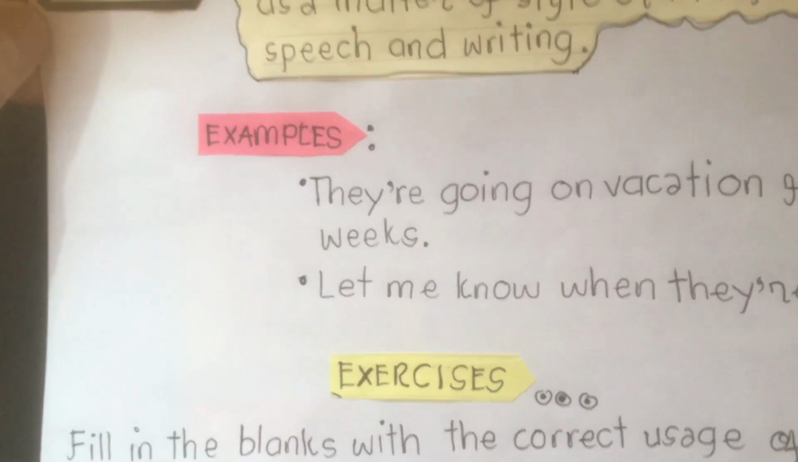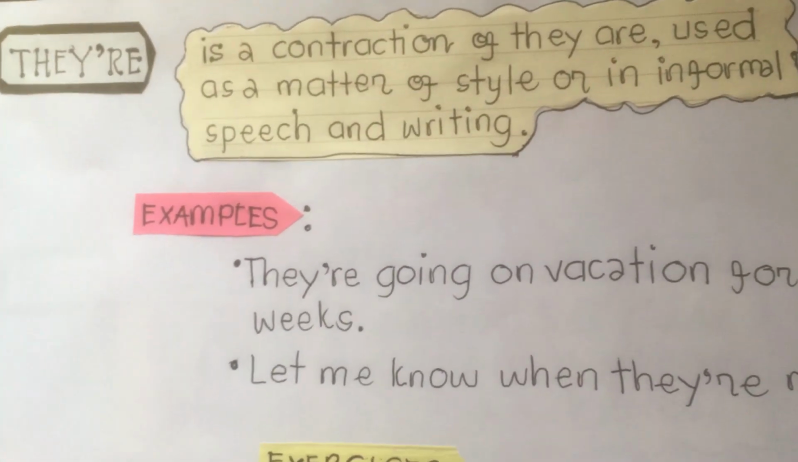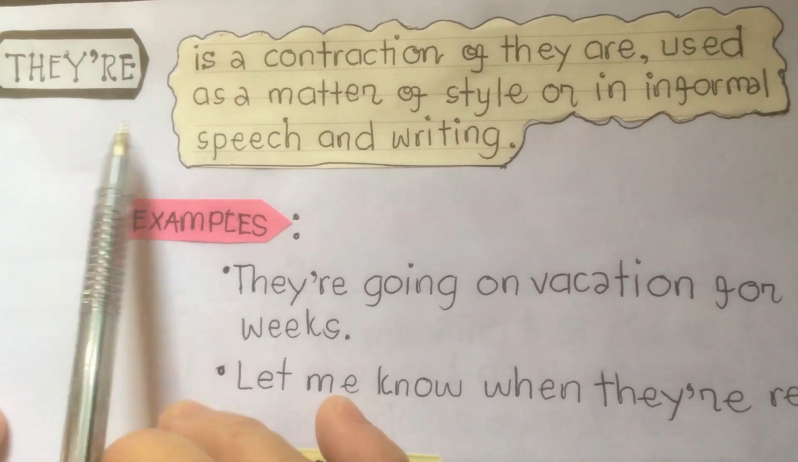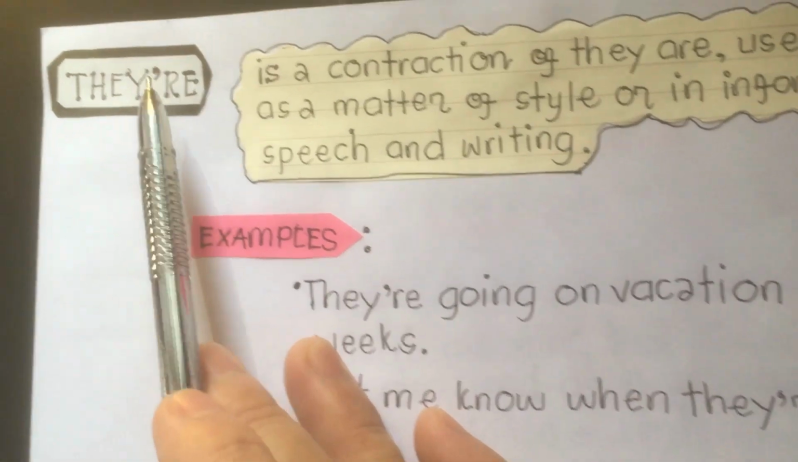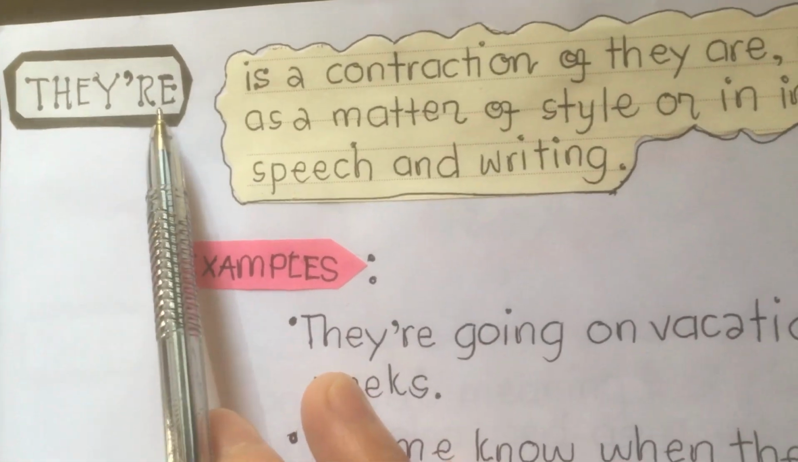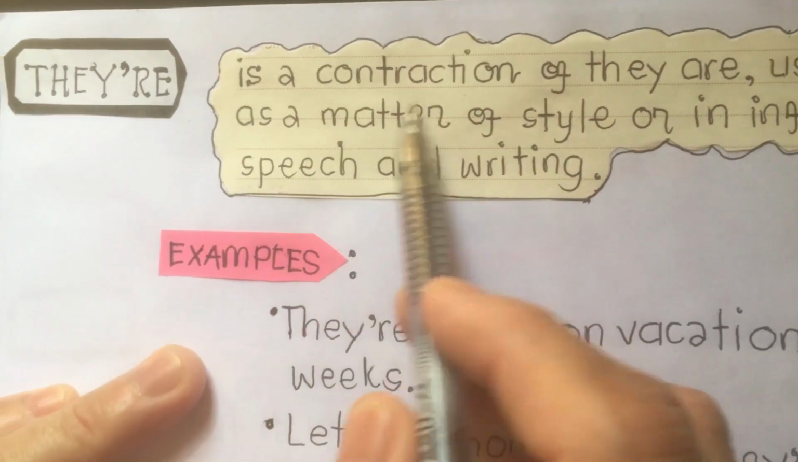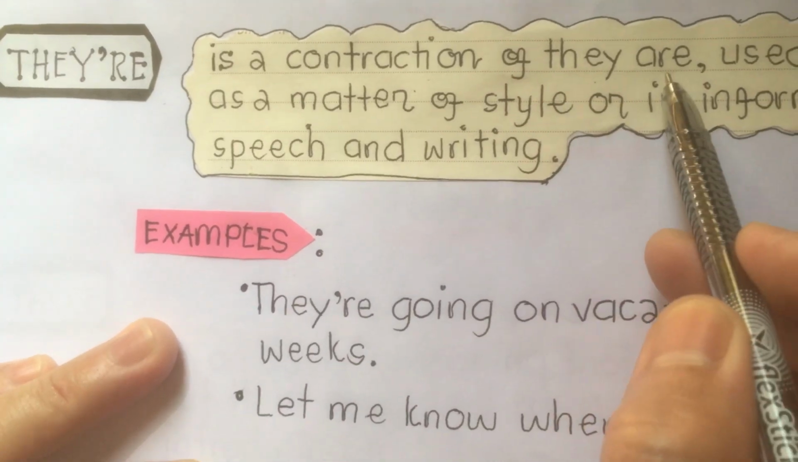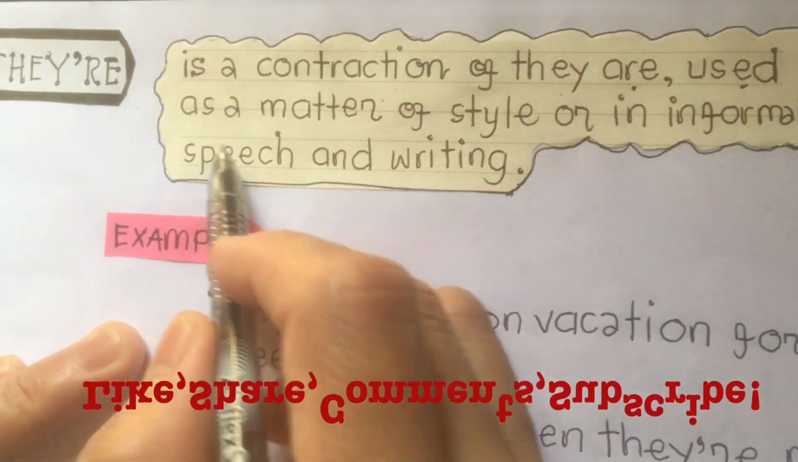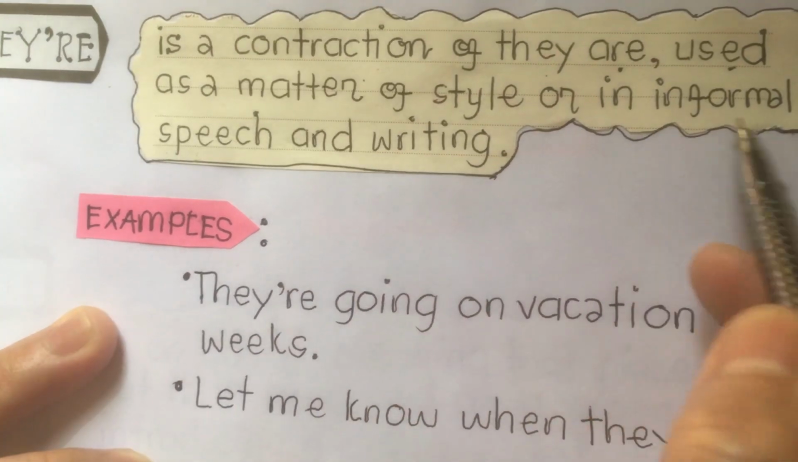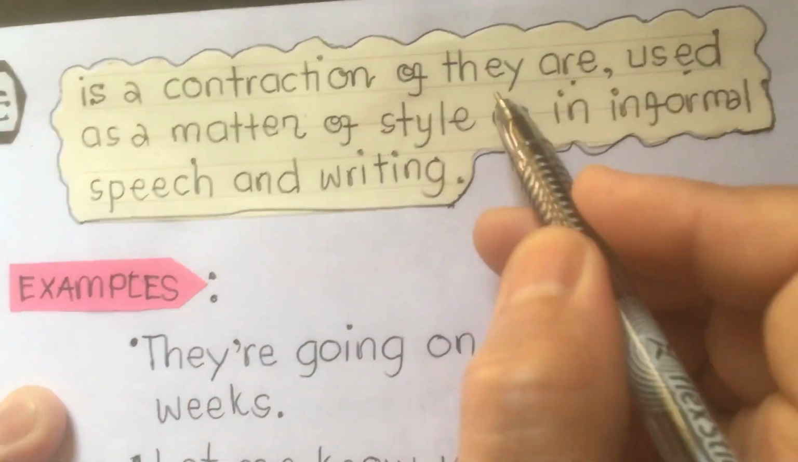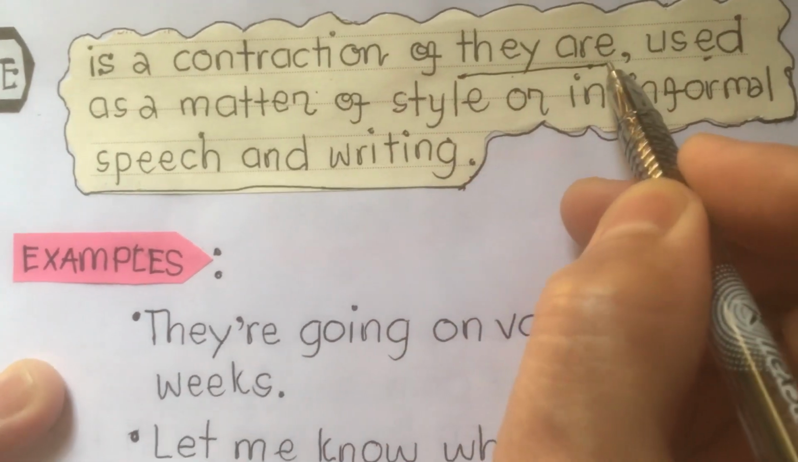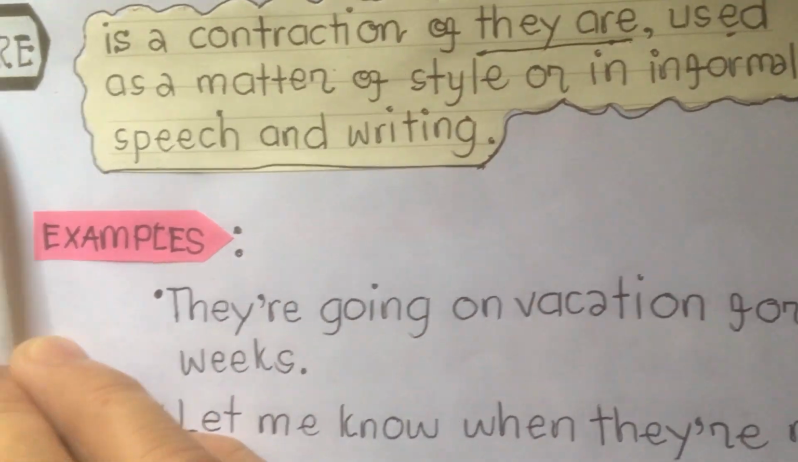We're going to proceed to number 3. We tackle they're. That is, class, a contraction form of they are. So don't get confused about they're. Again, they're is a contraction of they are, used as a matter of style or in informal speech and writing. A contraction of they are, and that is they're.